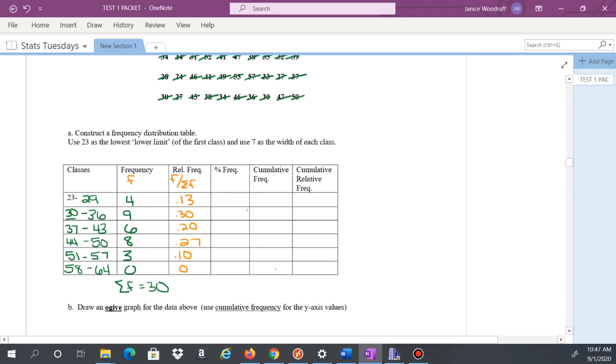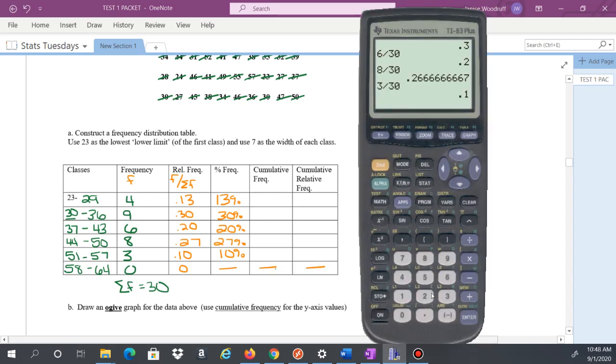Percentage frequency, so we're just converting these to percents. So this is going to be 13%, 30%, 20%, 27%, 10%. And then I'm just going to draw a line down here. Okay, let's add those together, make sure they add up to 100. And we're good.